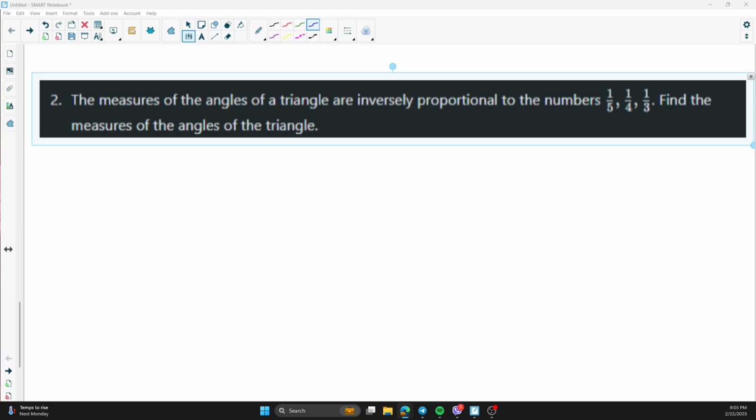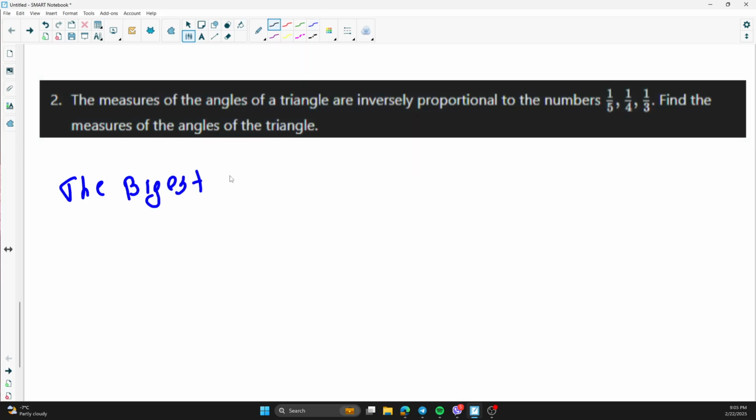We know alpha. Let's say like that. Again, the largest angle. The biggest is 1/5. Let's denote it by a Greek letter. Alpha. It will correspond to which number? 1/5, because it's the smallest one, right? The biggest angle corresponds to the smallest number.